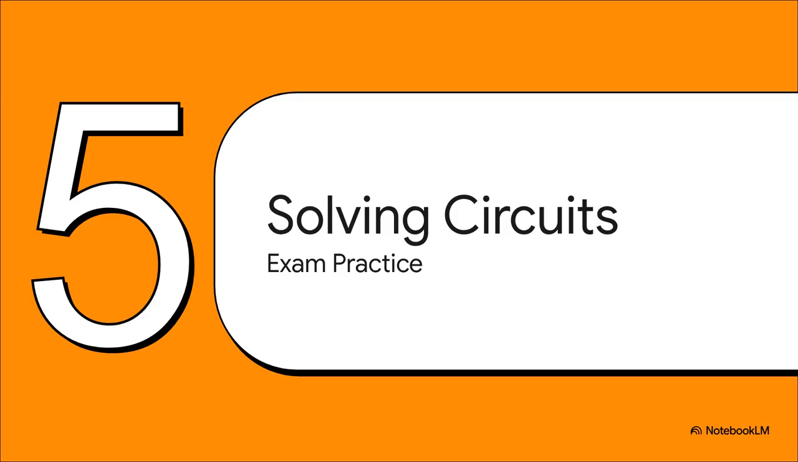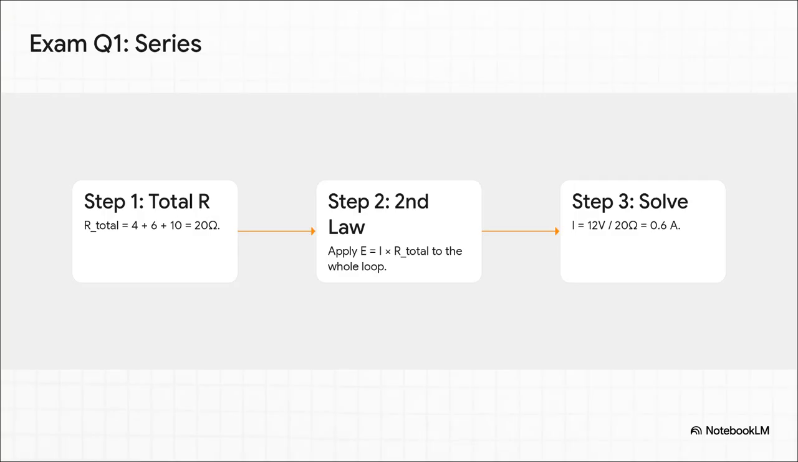Let's run through a couple of exam-style questions to see how we can use these laws to solve some real circuits. Let's start with a classic series circuit. We've got a 12-volt battery and 3 resistors. First step, find the total resistance. Since they're in series, we just add them up to get 20 ohms. Second step, apply the second law to the whole loop. The 12-volt push from the battery must equal the current times that total resistance. A quick calculation, 12 divided by 20, and we get the current, 0.6 amps.